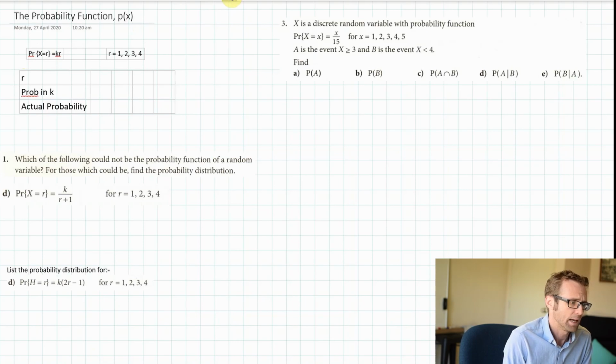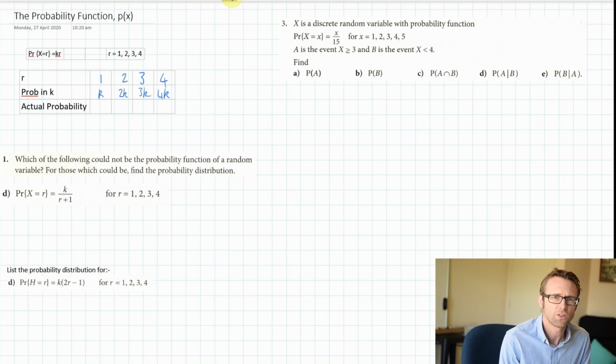So let's fill in a possibility space for this. r can take four values, 1, 2, 3, or 4. And we know that the probability of each of those values is k times r. So k times 1 is k, k times 2 is 2k, and 3k and 4k are our other options.